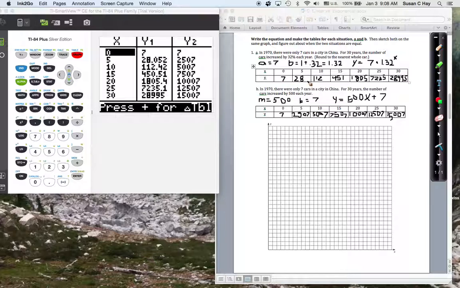So the range goes from 7 to almost 30,000, and this one goes up to 15,000. So that means I'm going to set my Y scale. This is going to be 30,000 up here. Now this is going to be really hard for me to do, but you can do this much better than me. That's a 3, so 30,000. 30,000 is my biggest number up at the top here.